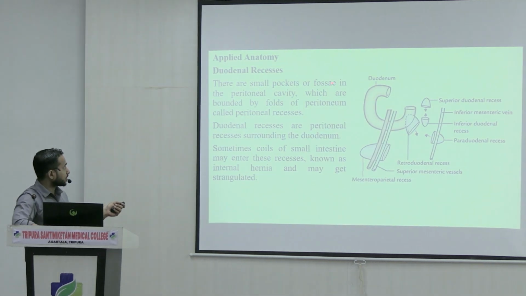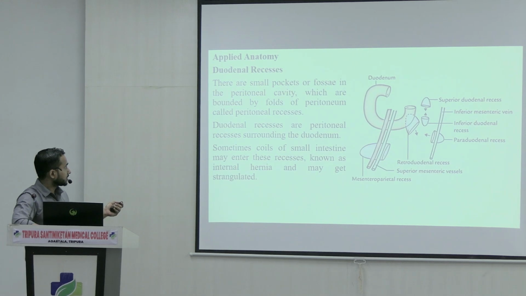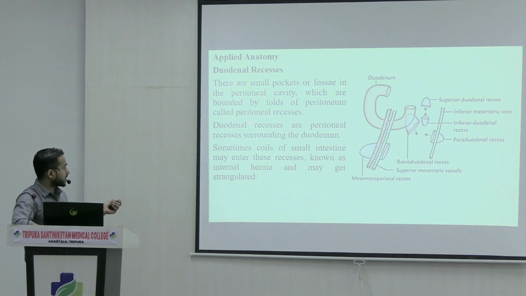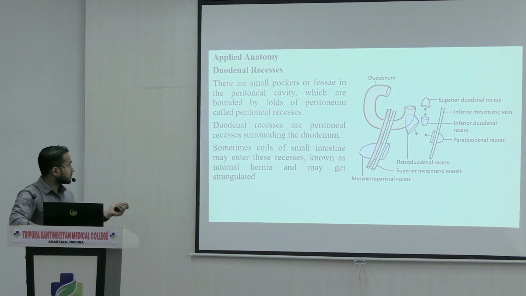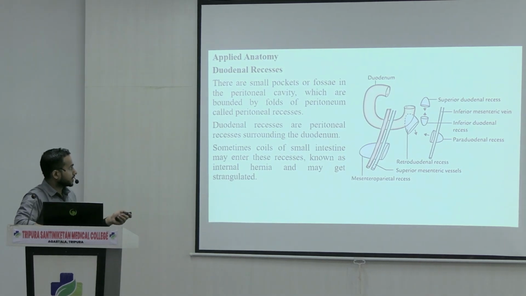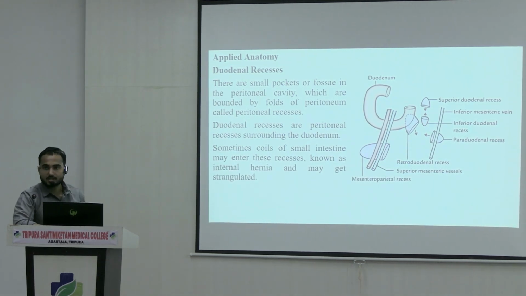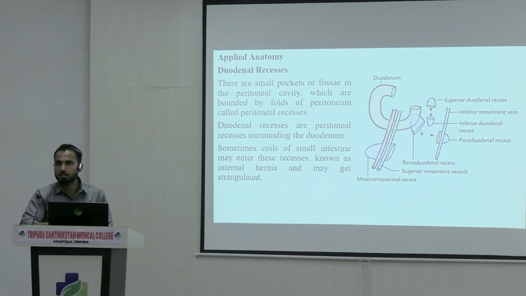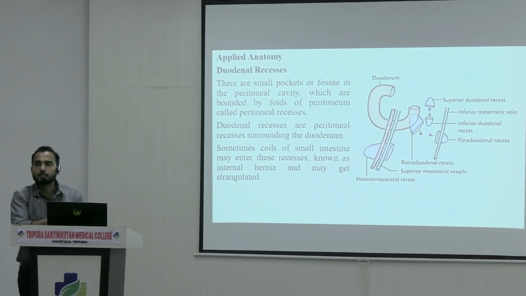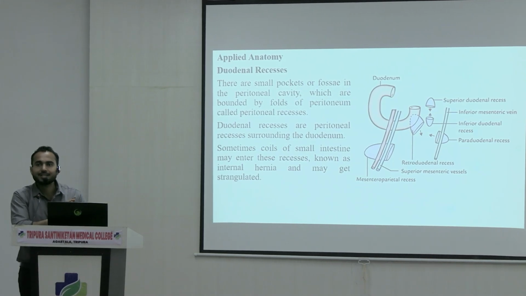These are small pockets or fossae of the peritoneal cavity, bounded by folds of peritoneum, extensions of the peritoneal cavity, and they are bound by the peritoneum itself. Here you can see the different recesses: the superior duodenal recess, the inferior duodenal recess, the paraduodenal recesses, and the retroduodenal recess. These are extensions of the peritoneal cavity at different areas associated with the duodenum. These are the duodenal recesses.